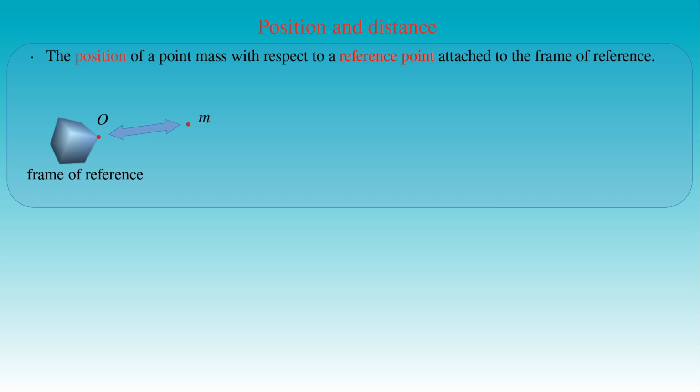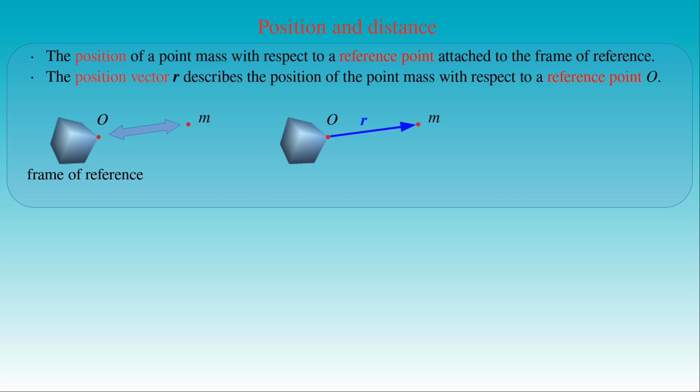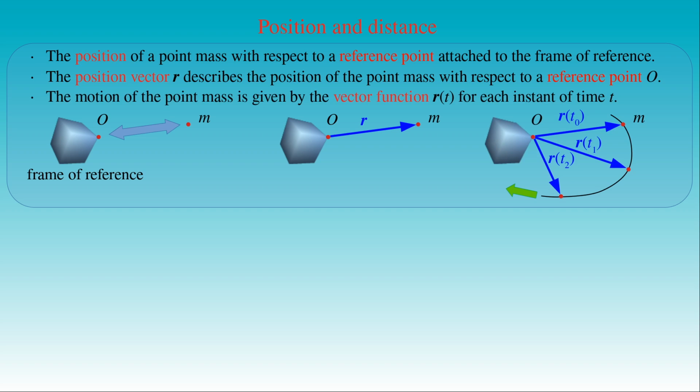Then the position vector r describes the position of the point mass with respect to the reference point O. The tail of the position vector r is at the reference point O, and it points to the location of the point mass M. Since the body is moving, its position is also changing in time. Then the momentary position of the body is given by the vector function r(t) for each instant of time. The parameter of the vector function r is the time t.